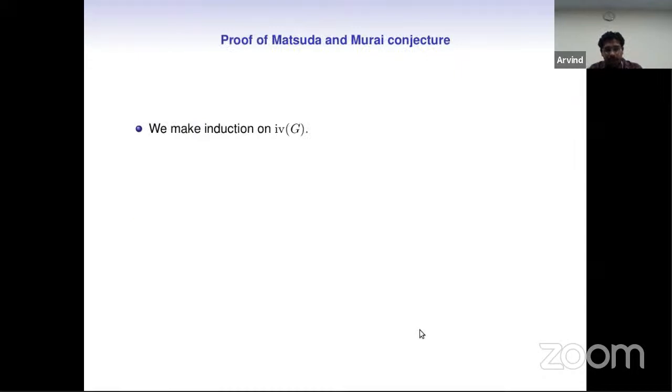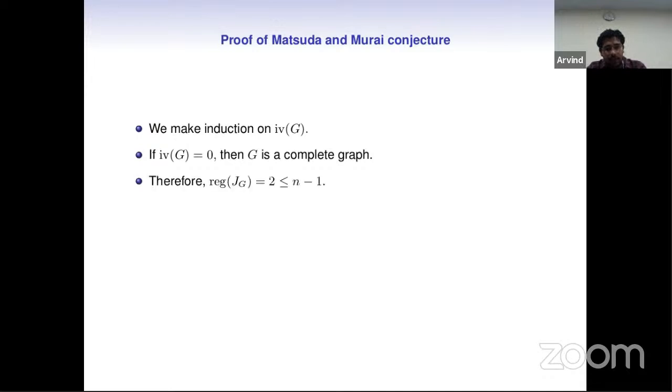We prove this by induction on the number of internal vertices. The base case is when iv(G) is 0. In that case, G is a complete graph, and for a complete graph, the regularity of J_G is 2. Since n is bigger than or equal to 3, this is bounded by n minus 1. Assume that iv(G) is positive, so we can choose an internal vertex. Let V be an internal vertex of G.